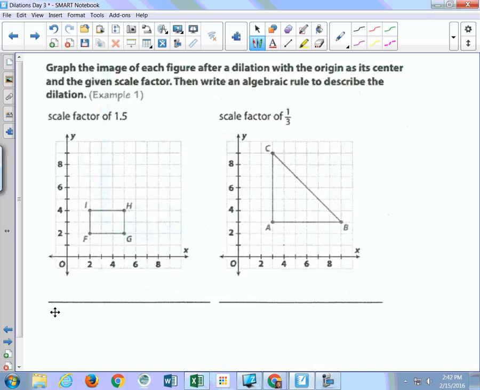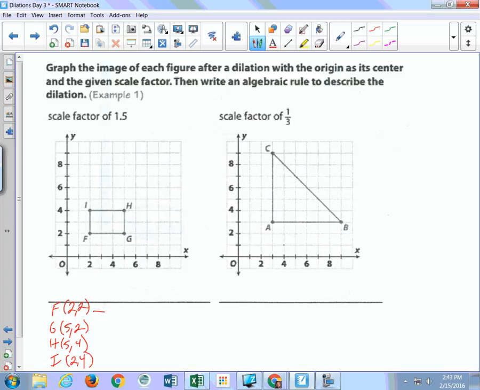So the first thing is find all the coordinates for, let's go in order, F, G, H, and I. So for F, we have 2, 2. G, we have 5, 2. H, 5, 4. For I, we have 2, 4.